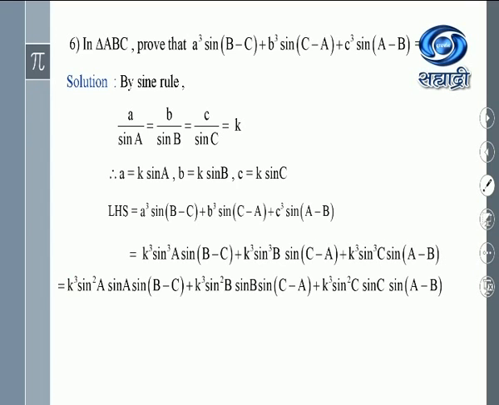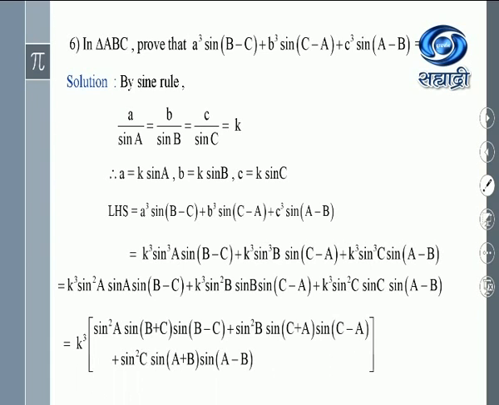This k cube we keep as it is, and sine cube a we split as sine square a into sine a. You will understand in the next step why we are doing it like this. K cube we keep as it is, which is here the second term. Sine cube b we split into sine square b into sine b. This term sine of c minus a as it is, right? K cube as it is, the same thing we follow for the remaining terms. Sine cube c, we write sine square c into sine c, and sine of a minus b, right?